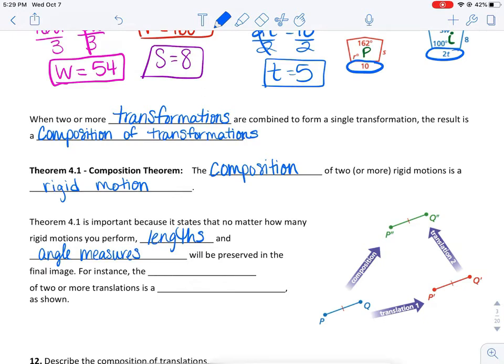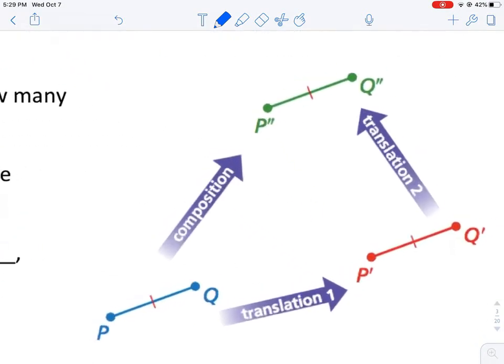So, for instance, the composition of 2 or more translations is just a single translation. If we're just working with translations, just the slides, we can slide the image around as many times as we want. But there's always a way we could have just written the original pre-image and the final image in one fell swoop. So I'm going to zoom in on this picture to show you what I mean.